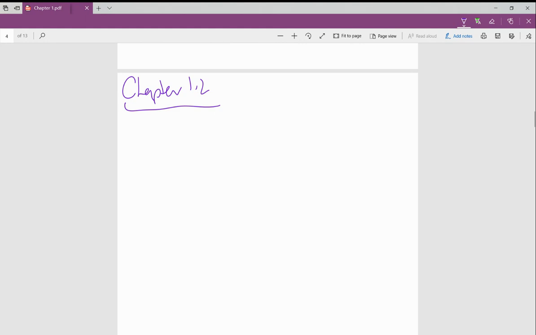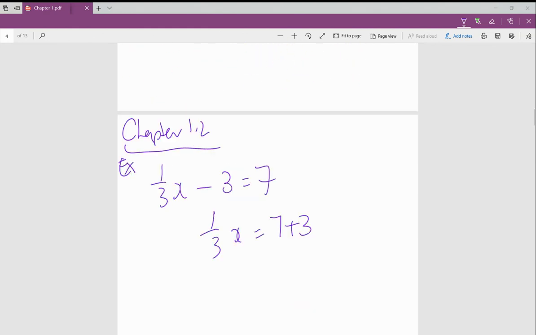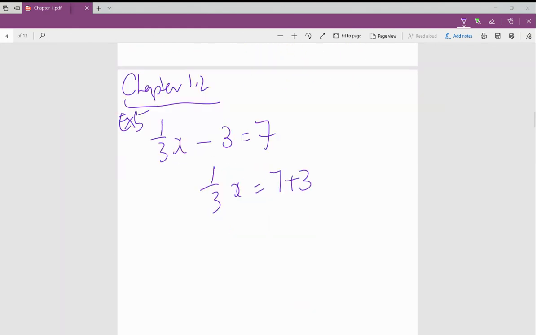Okay, let's try this particular example. 1/3 x minus 3 is equals to 7. So what you have is, first you must bring the minus 3 to the right hand side. So 1/3 x, it's actually minus 3 when you go to the other side, become plus 3. So yeah, this is example, I think if I'm not wrong, it's example 5. So 1/3 x equals to 10.